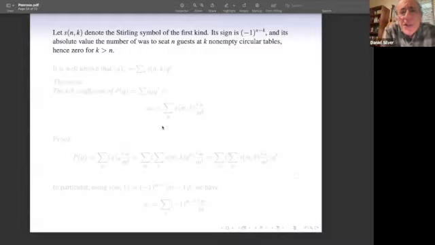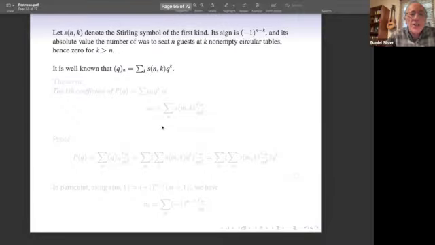Now let SNK be the Stirling symbol of the first kind. So its sign is -1 to the n minus k, and its combinatorial meaning is very simple. If you think about the number of ways, say, to seat n guests at k non-empty circular tables, that's what SNK is. In particular, if you've got more tables than you do people, if k is bigger than n, then this number is 0. And it's very well known that if you want to write the falling factorial Qn in terms of the standard basis for polynomials q to the k, then you do it as a summation like this.